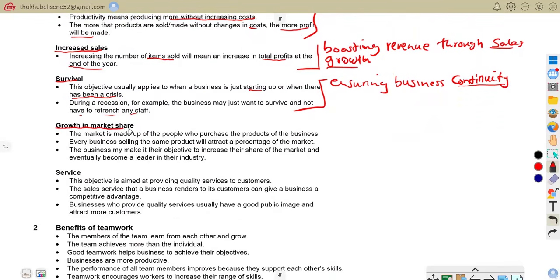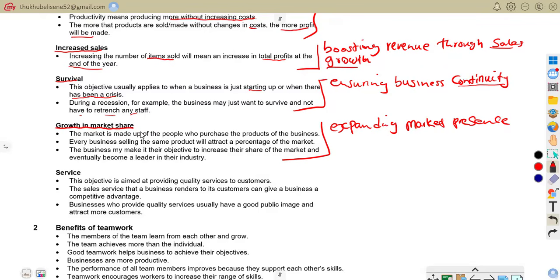Growth in market share. Growth in market is where you are expanding market presence. For example, entering new markets or acquiring what? Competitors. So you are trying to expand your market share.